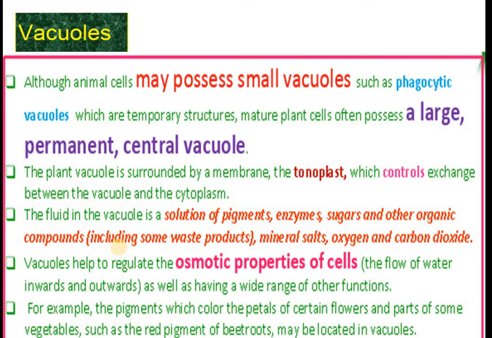So it gives it a wide range of functions. It is storing different pigments and enzymes, it is having mineral salts, oxygen and carbon dioxide, and also controlling the osmotic properties of the cell. What pigments is it containing? The pigments which color the petals of certain flowers and parts of some vegetables. The colored vegetables that you see around you, such as the red pigment of the beetroot, may be located in these vacuoles.